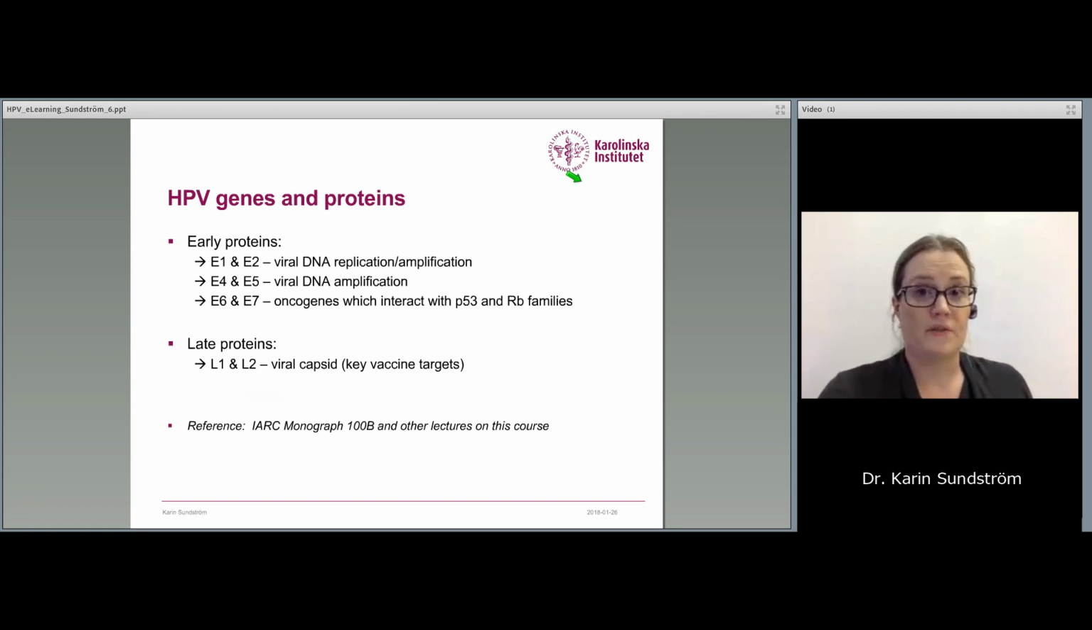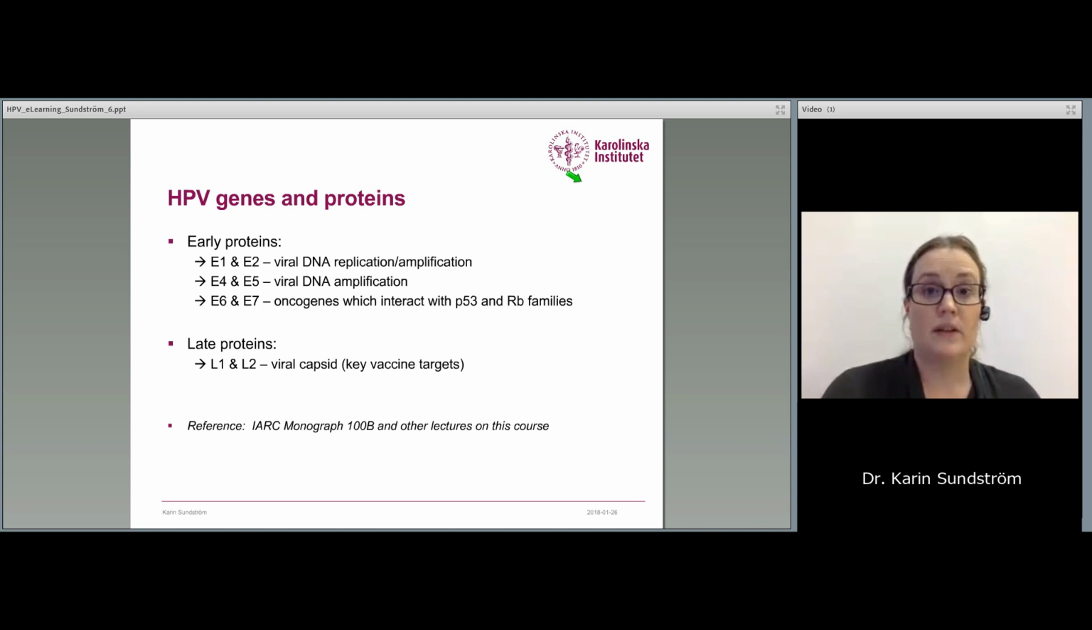I will very briefly describe the primary products of the HPV genes, and please note that these will be covered more in depth later on during the course. What we can mention already now is that they are divided into genes leading to early proteins and genes encoding so-called late proteins. On the early proteins, we have E1 and E2, responsible for the viral DNA replication and amplification. The genes E4 and E5 and their products also deal with DNA amplification.